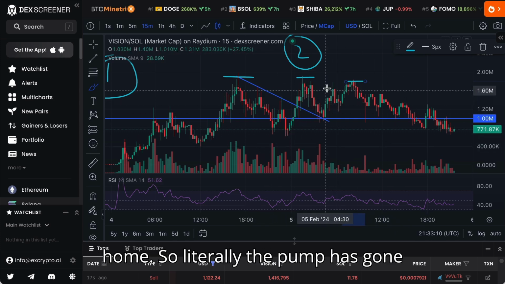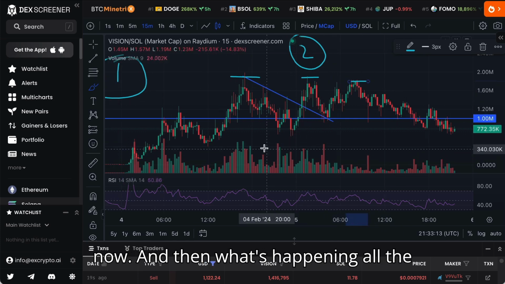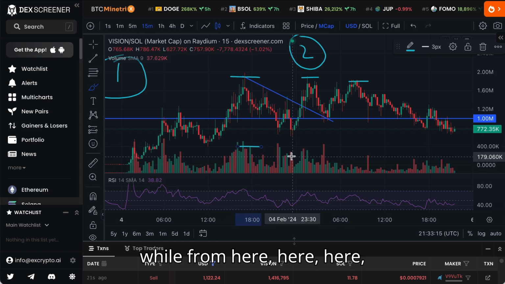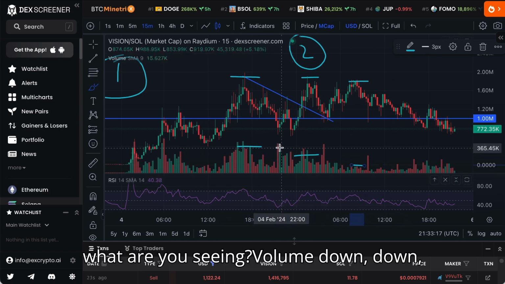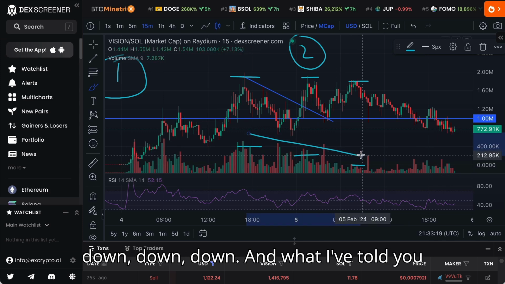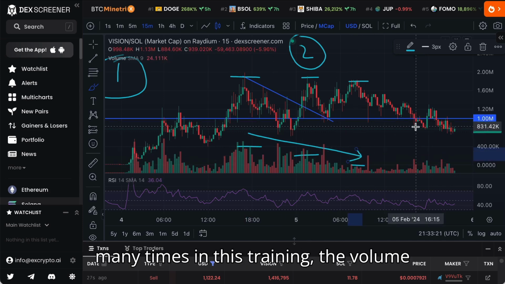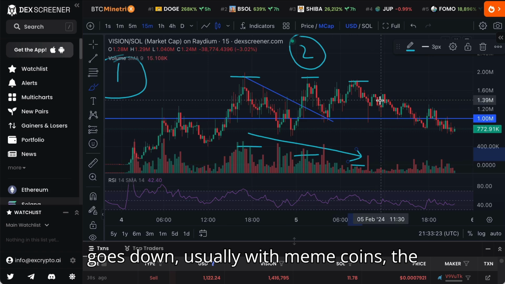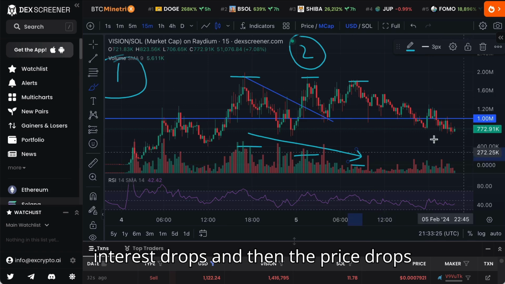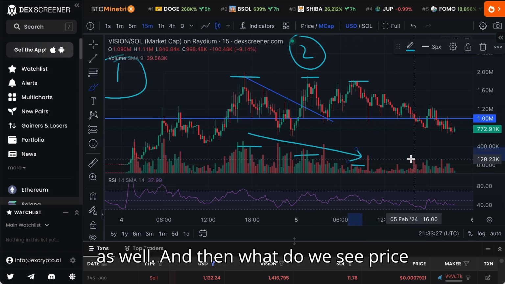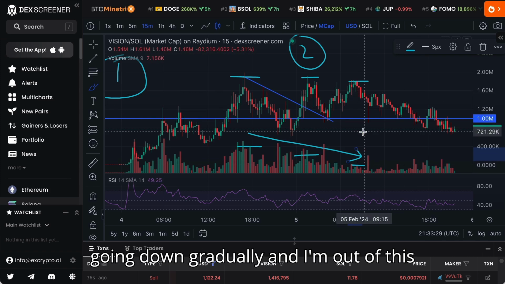So literally the pump has gone now. And then what's happening all the while from here, here, here? What are you seeing? Volume down, down, down, down, down. And what have I told you many times in this training? The volume goes down, usually with meme coins, the interest drops and then the price drops as well. And then what do we see? Price going down gradually. And I'm out of this position.